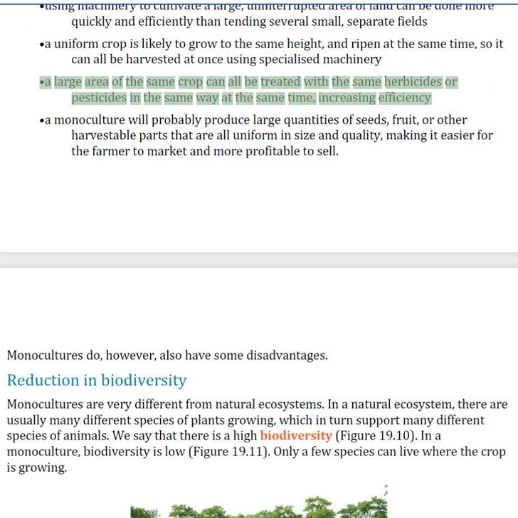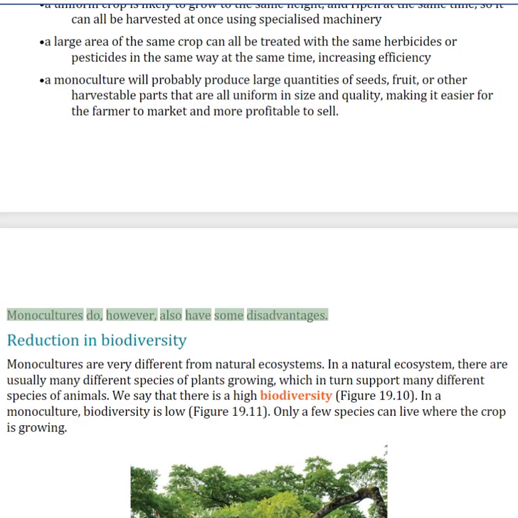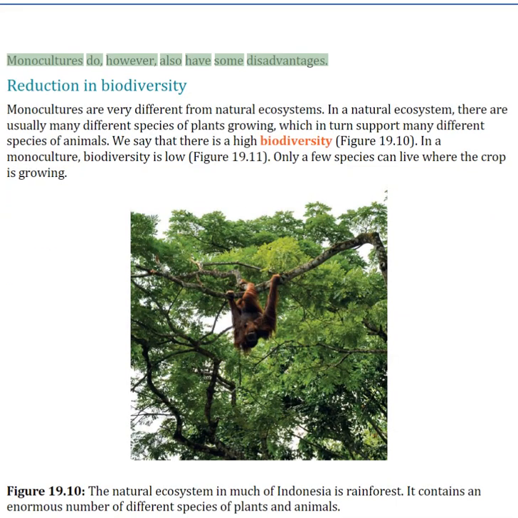A large area of the same crop can all be treated with the same herbicides or pesticides in the same way at the same time, increasing efficiency. A monoculture will probably produce large quantities of seeds, fruit, or other harvestable parts that are all uniform in size and quality, making it easier for the farmer to market and more profitable to sell. Monocultures do, however, also have some disadvantages.